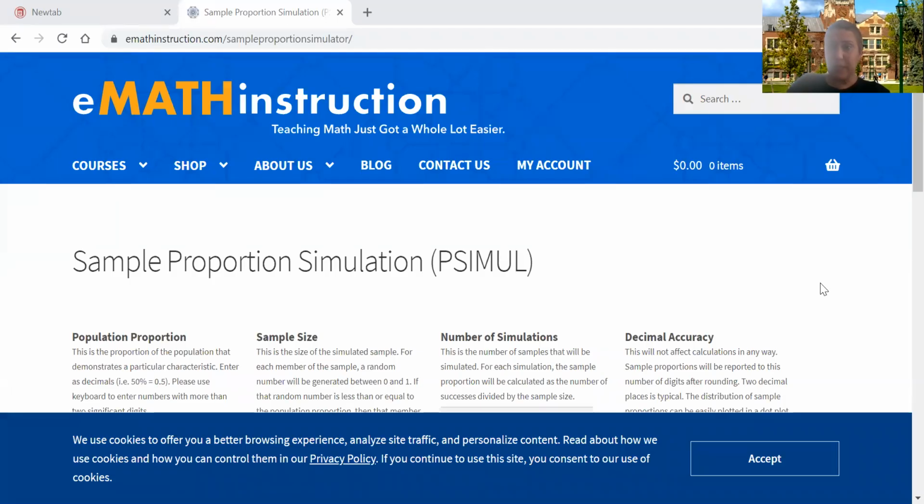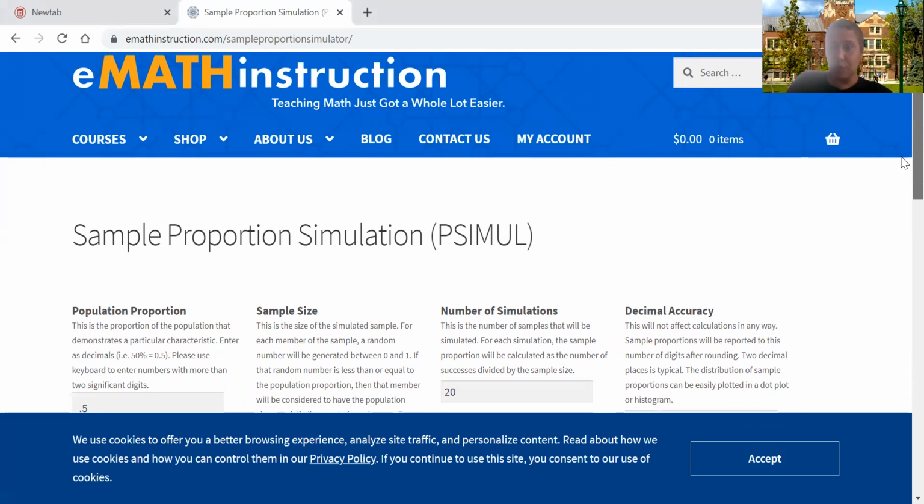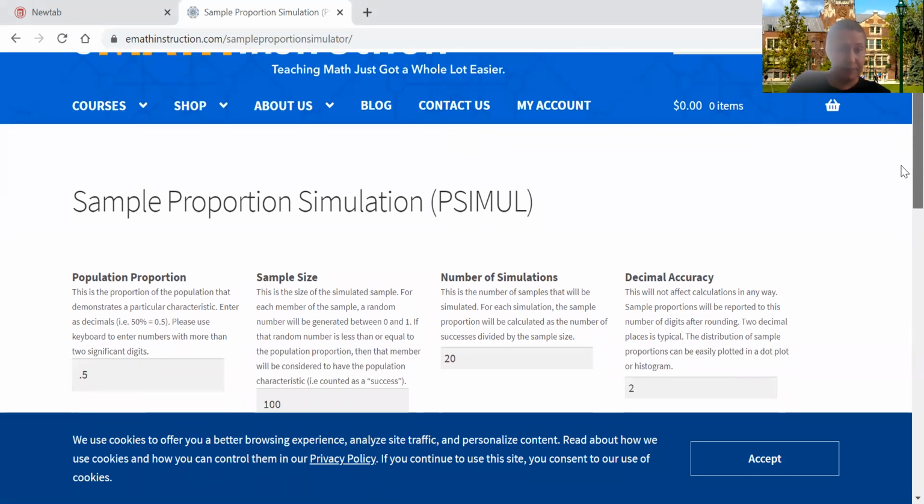I'm going to take you into a website where I provided the link just in case you want to play along. What will be interesting to you though is if you play along with me, you're going to get different results than I get, right? Because this is using a random number generator to carry out a simulation. And so the results will be slightly different every time.